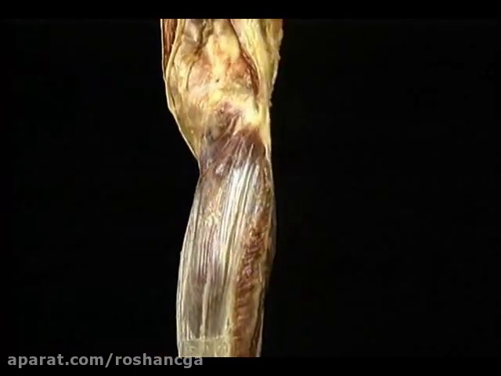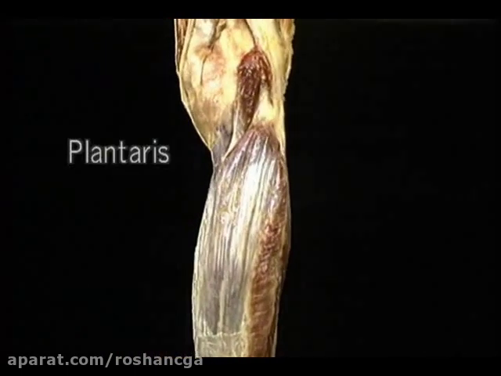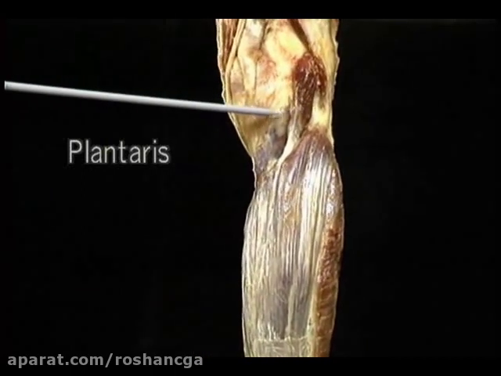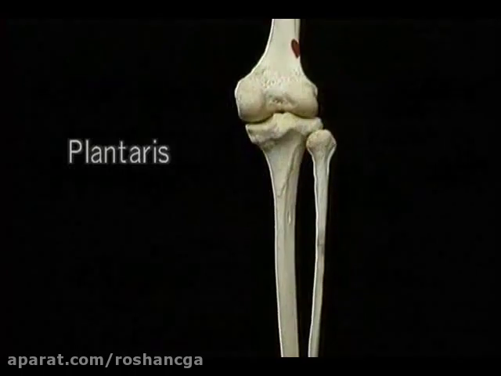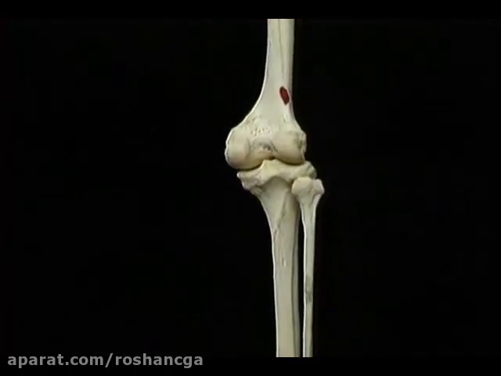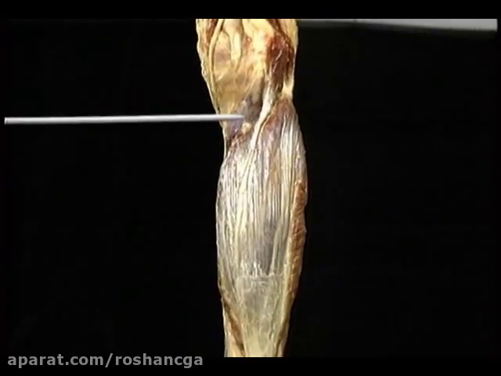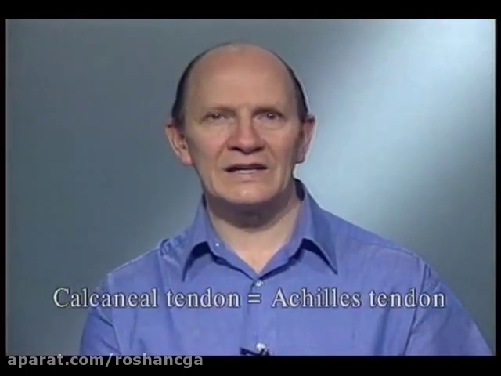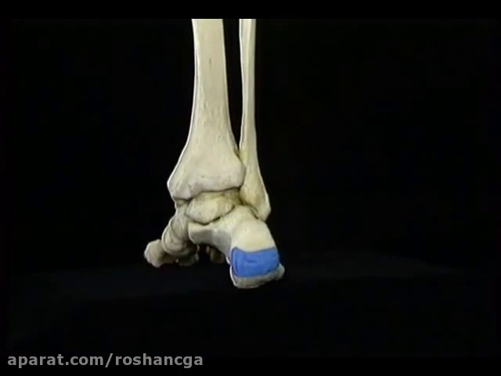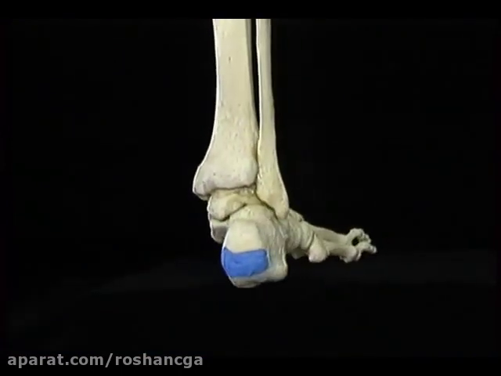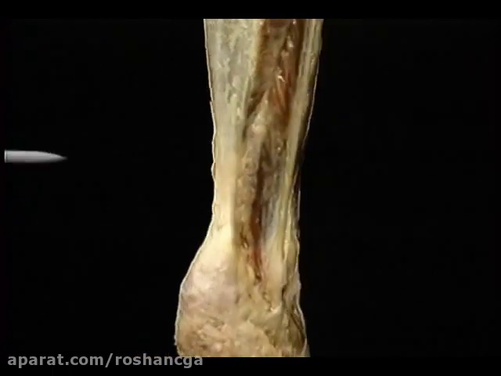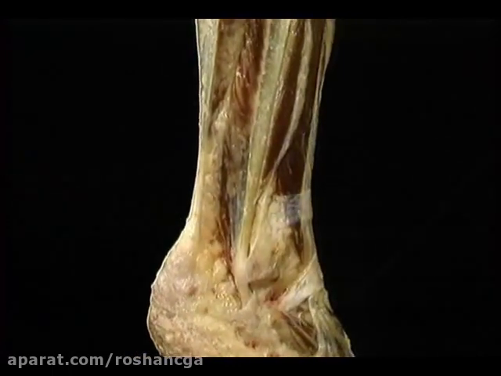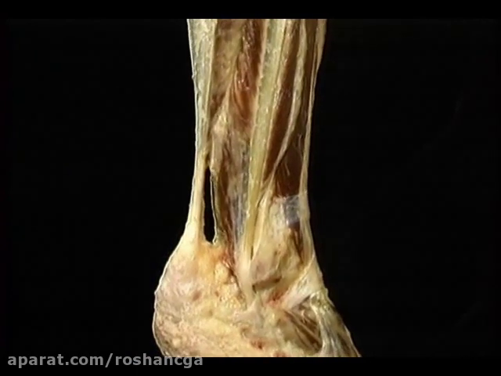For completeness, we'll add plantaris to the picture. Here it is. Plantaris arises here, on the lateral epicondyle of the femur. The long tendon of plantaris runs almost to the ankle before uniting with the calcaneal tendon. The calcaneal tendon is also known as the Achilles tendon, or simply the heel cord. It inserts into a broad area here, on the back of the calcaneus. In front of the calcaneal tendon, there's a pad of fat, which fills the gap between the tendon and the back of the ankle joint.